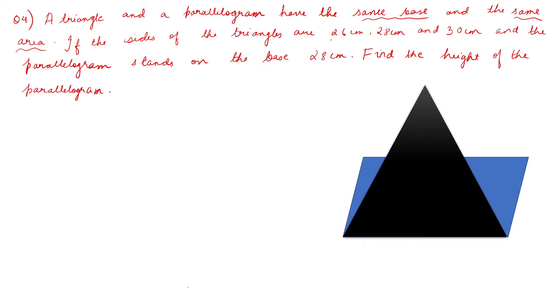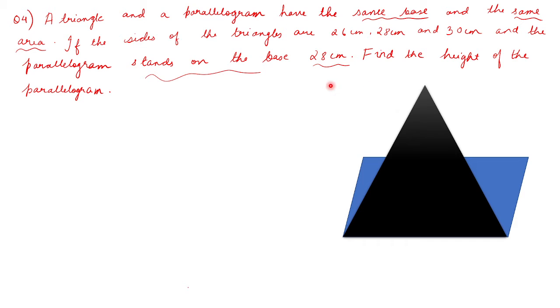Now, the sides of the triangle are given as 26 cm, 28 cm, and 30 cm, and the parallelogram stands on the base of 28 cm, clear? Now you look at this. So you have the sides 26, 28, 30. Here you may get the tendency to just put them anyhow you want. You may put 30 here, you may put 26 here, or you may put 28 here. These are the sides of a triangle, clear? So you'll have this tendency to write anywhere, since it is not specifically mentioned.